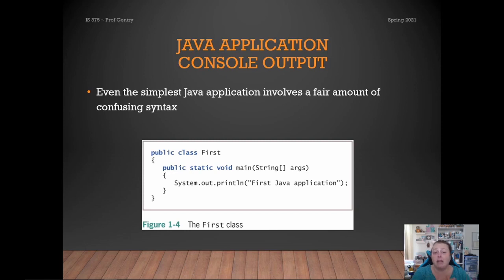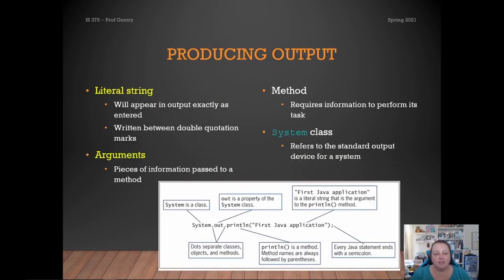Even the simplest Java application involves a fair amount of syntax. Okay, so we're going to go through what a typical Java application is going to look like. But first, we're going to learn how to create output. So producing output, the line in particular that we're looking at is System.out.println("First Java application"), okay?